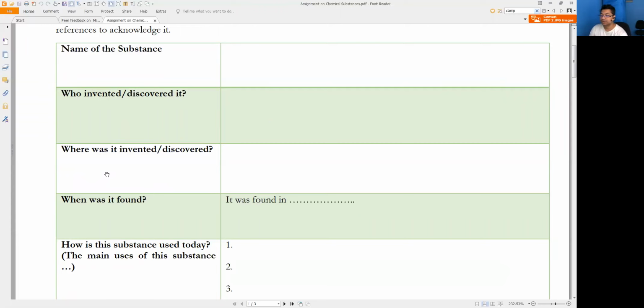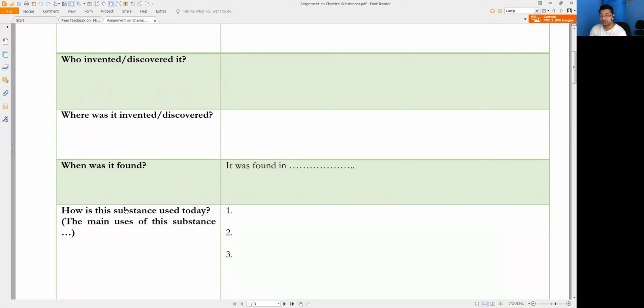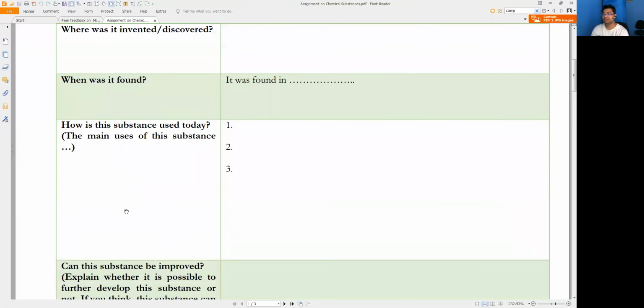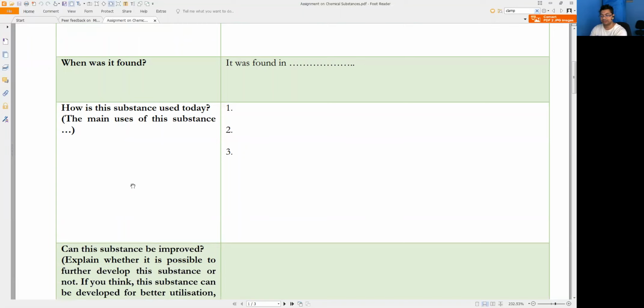Okay, next, where was it invented and how it's discovered, when it has been discovered, then how is this substance used today. So how we use, if we use diamond, how we use diamond, and why it is important for our life. For your understanding, diamond could be used from shoe polishing to the sophisticated chip designing. So it could be used a lot. So you can do some research using search engine.